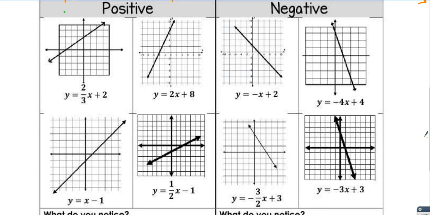So first let's look at positive and negative sloping lines. I want you to look at just the positive lines first. And I want you to take a second and see if you notice anything. You can pause the video if you need to.